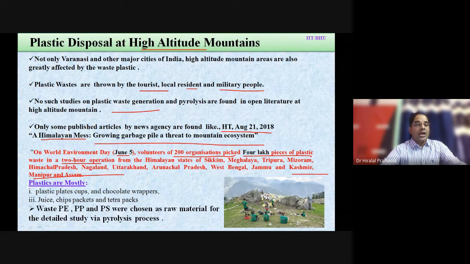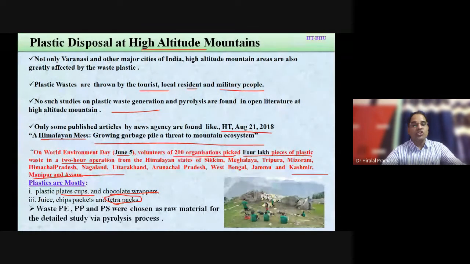In this northeast and Himalayan belt, in an operation of 2 hours, this much plastic was picked up. Mostly it was plastic plates, cups, chocolate wrappers, juice and chips packets, etc. Tetra Pak was also found in large amounts. So we talk about plastic, but there is scope for working on Tetra Pak as well as a feedstock waste material to convert into valuable products. For PS, PP, and polyethylene, we can focus on converting them into valuable hydrocarbons.